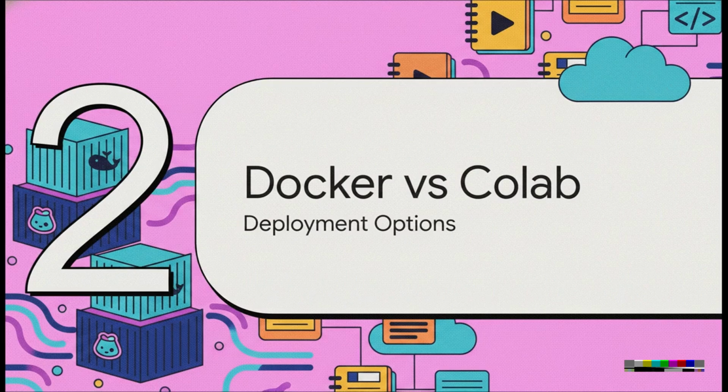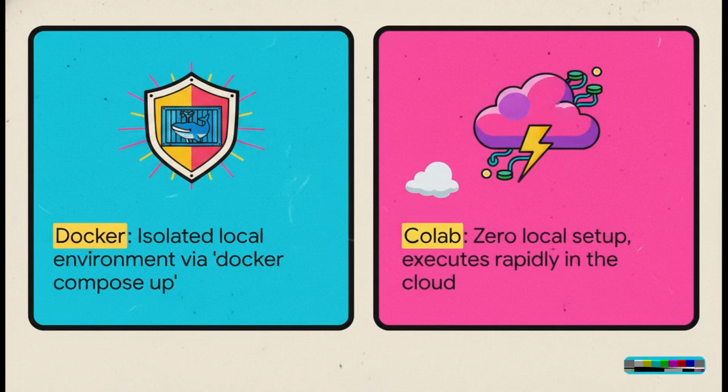Moving on to Section 2, Deploying, Docker versus Colab. All right, so the crucial point here is choosing exactly how you want to run your digital factory. For our technical learners out there, you've got a couple of main pathways. On one hand, we have local Docker deployment. This is fantastic because it gives you complete environment isolation, meaning it's not going to mess with any other Python projects you've got running on your machine. You literally just need Docker Desktop installed, and you launch it using the simple Docker Compose Up command.